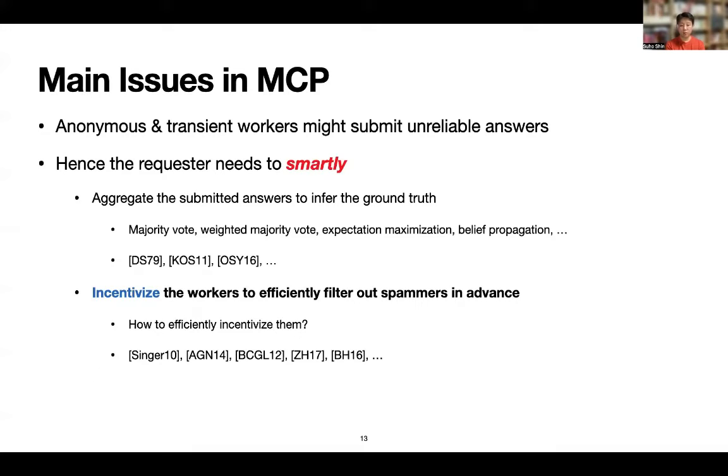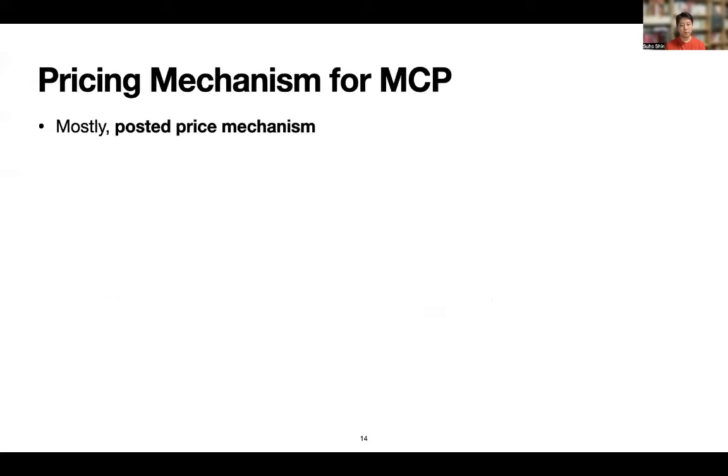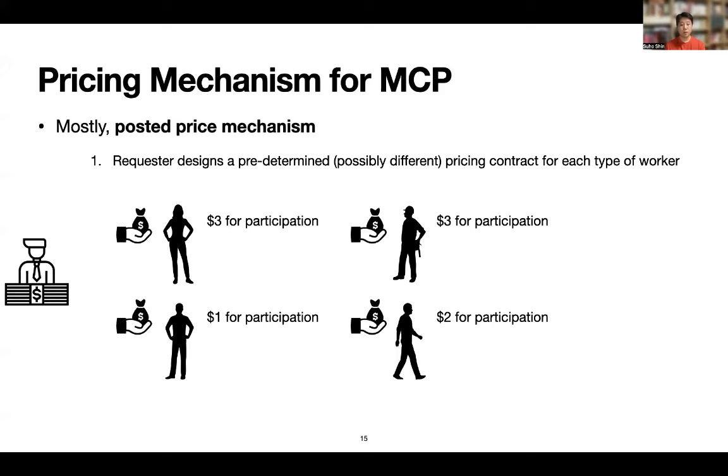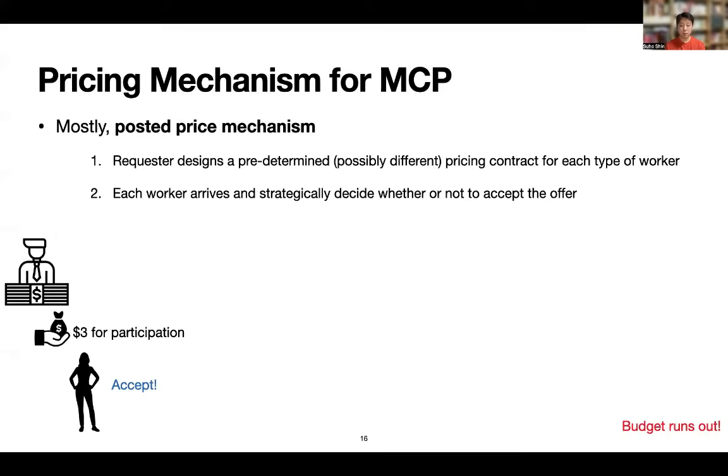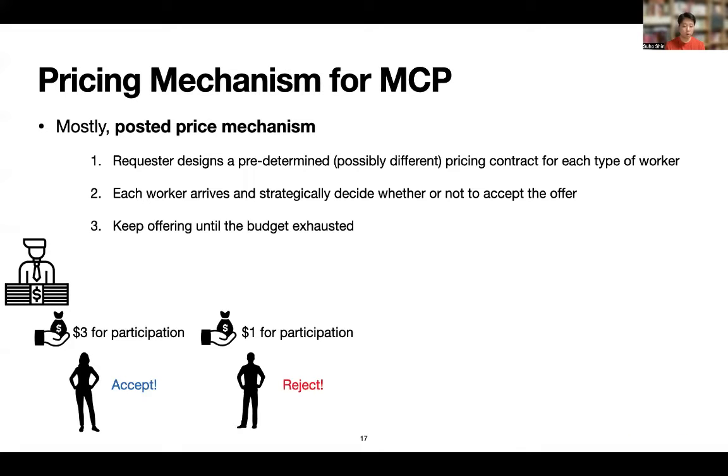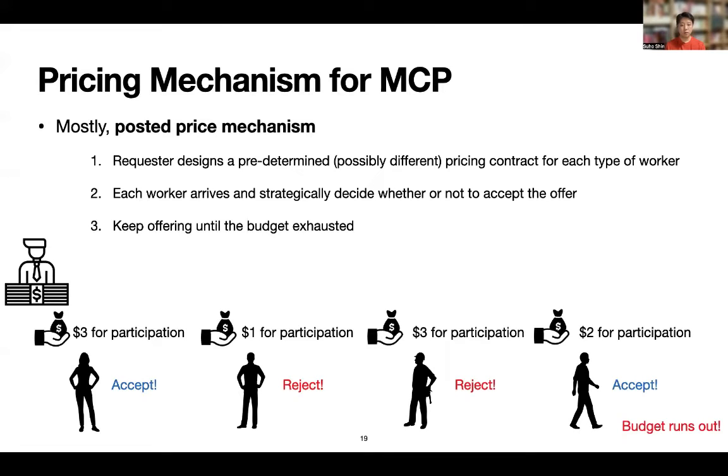Our work is also included in this direction, where we focus on a specific type of mechanism which is widely adopted in the MCP. As the virtue of the MCP arises from its simple interaction, it mostly adopts a simple pricing structure called the posted price mechanism. In this mechanism, the task requester posts a predetermined pricing contract for each type of worker. Then each worker arrives and strategically decides whether or not to accept the offer. And this is repeated until the budget runs out.